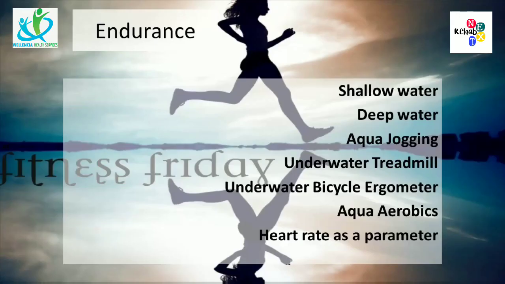Endurance can also be managed in shallow and deep water, and the simple way of doing this would be to do aqua jogging, underwater treadmill exercises, underwater bicycle ergometer, and aqua aerobics. Typically we use heart rate as a parameter, at the jugular pulse, to measure the percentage or the intensity of the activity. At the same time, we can also use rate of perceived exertion, that is the ability of the patient to speak when he is performing the activity, to understand whether the activity is high intensity, low intensity, or moderate intensity.